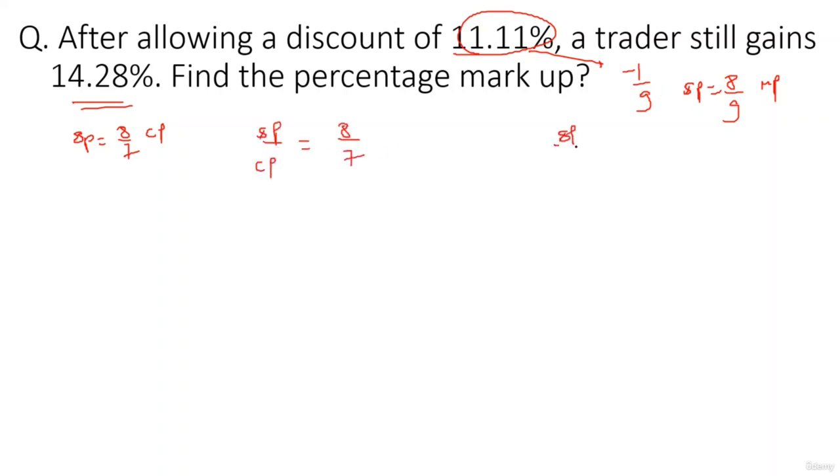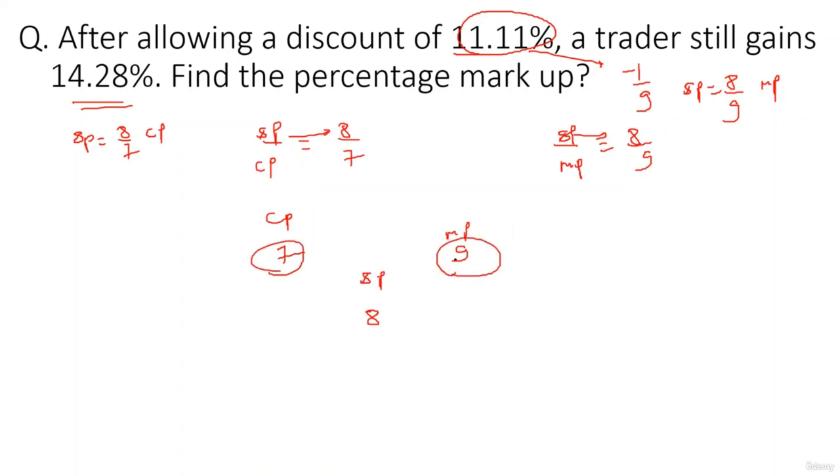And selling price upon the mark price, this ratio is 8 by 9. If you combine these two conditions, the cost price, selling price, and the mark price ratios, you can derive the values 7, 8, and 9, right? Very clearly, selling price is the common factor here, which is 8. So cost price is 7 rupees, mark price is 9 rupees.